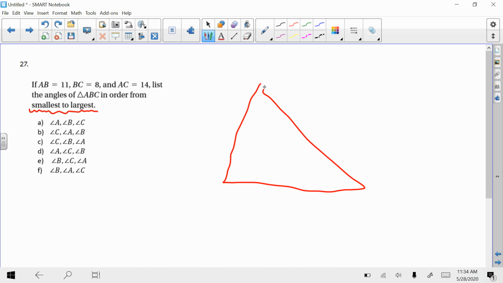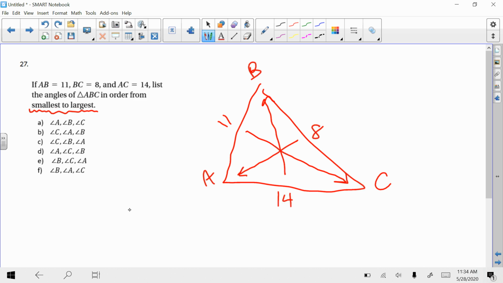So let's say this is our triangle ABC, and AB is not to scale. AB is 11, BC is 8, and AC is 14. Well, the smallest angle will be opposite the smallest side. So A would be the smallest, so that should come first. And then the middle one, opposite the middle side, would be C. And then the last one would be opposite the long side, which is B. So angle A, angle C, angle B.